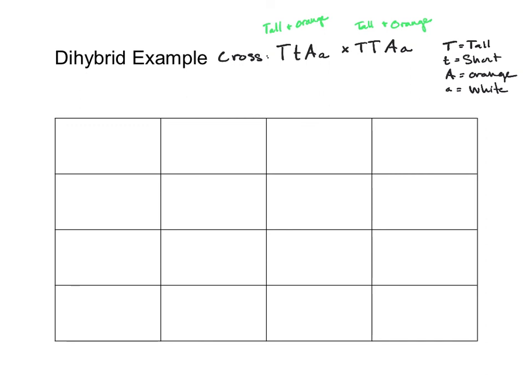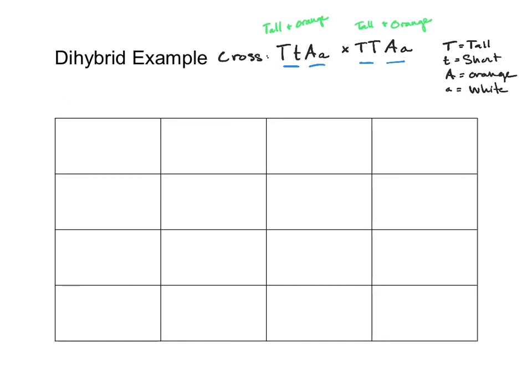Finally, let's look at an example of a dihybrid cross. So here we have a cross between some plants. So we're going to say that capital T means that it's a tall plant, lowercase t means that it's a short plant, capital A is an orange flower, and lowercase a is a white flower. So we have a couple parents here. One of them is heterozygous for height and heterozygous for color. The other is homozygous tall and heterozygous for its orange color.